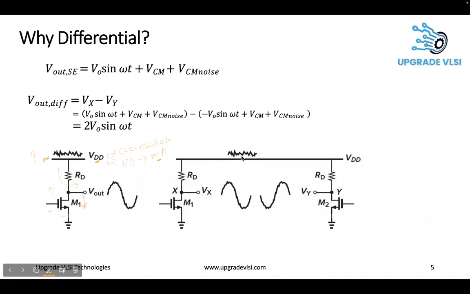But if you consider the differential configuration, any change in VDD will change both the Vx and also the Vbot. So the common mode voltages are increased, but if you look at the difference, there is no change in the difference. It means that differential signals will have very good immunity towards the supply noise. So this is one more reason why differential signals are better than the single-ended signals.